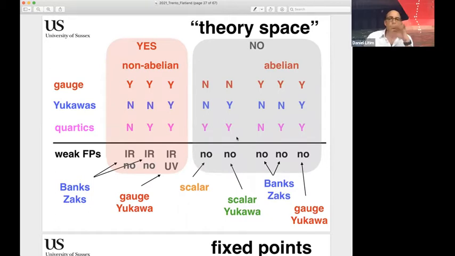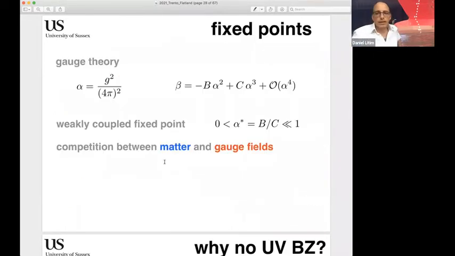let me try to show you a glimpse of where some of these results are coming from, okay? And I cannot possibly cover all of it, but I will give you a glimpse of maybe the most important features for now. So I will explain why the Banks-Zaks fixed point, which is an infrared fixed point, has no ultraviolet counterpart. And I will also explain to you why gauge Yukawa theories are the only animals in town which at weak coupling can generate an interacting ultraviolet fixed point. Okay, so let's have a look into that.